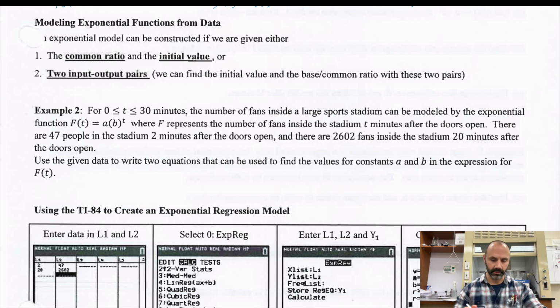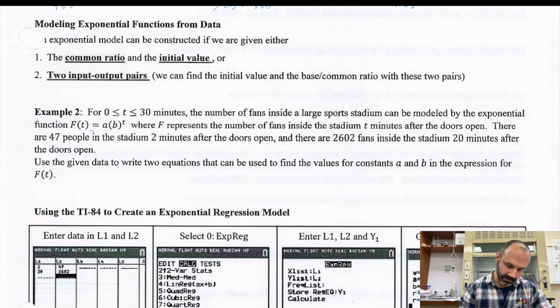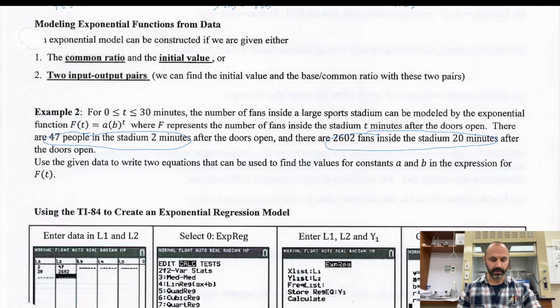And here we're given two of these values, right? After 2 minutes, there are 47 people in the stadium. And after 20 minutes, there are 2,602 fans inside the stadium after the doors open. It says, use the given data to write two equations that can be used to find the values for constants a and b in the expression.